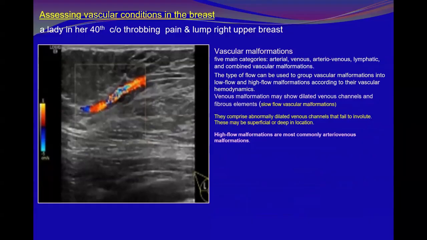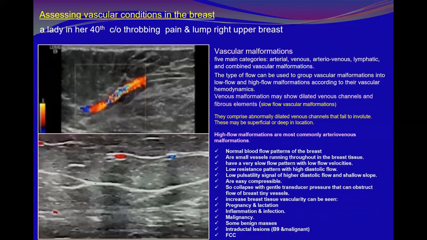Thank you. Okay, we discussed this case with Dr. Rayah and he agreed with my suggestion of it being a high flow malformation, probably arteriovenous malformations. Okay, and let me show you the breast Doppler.